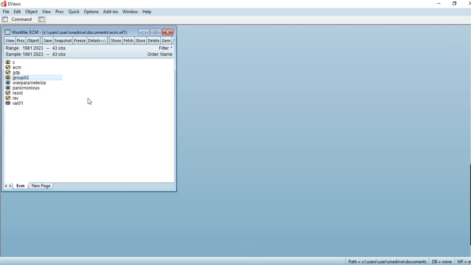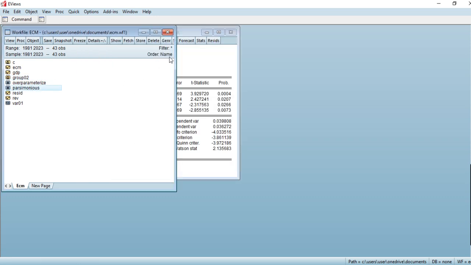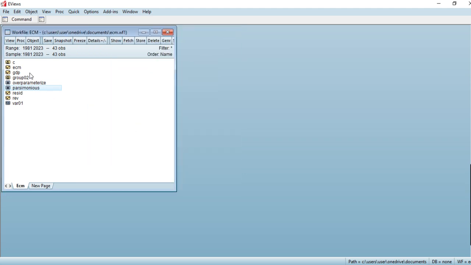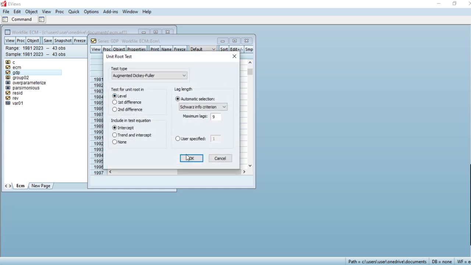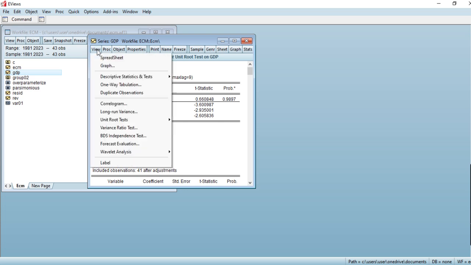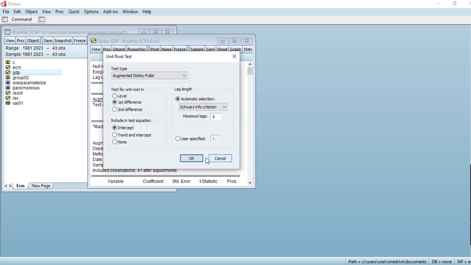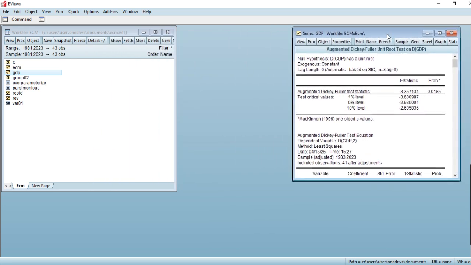Now we'll go back to our model, our parsimonious model. Then we look at the variables, GDP. Let's check the stationarity. Go to our unit root, standard unit root. Then we'll click levels. It's not stationary at levels. Then let's check the first difference. Yes, so GDP is stationary at first difference.